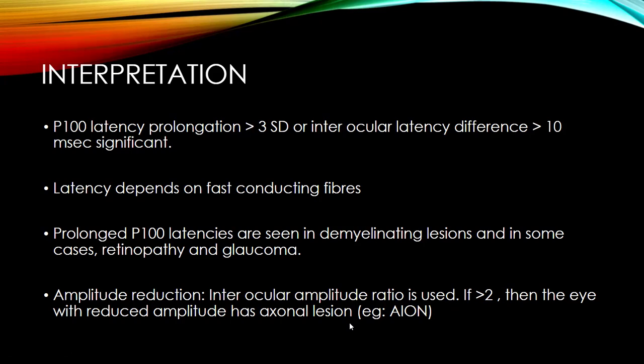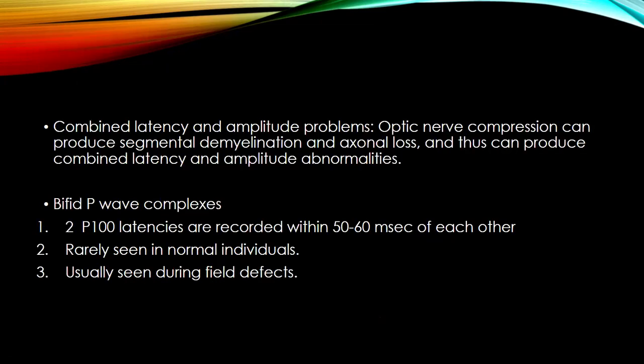So how do we calculate the amplitude reduction? We compare between the two eyes. If the ratio is more than 2, that indicates there is some abnormality in the eye with the reduced amplitudes. Combined latency and amplitude problems can sometimes be seen, mainly in optic nerve compression, which can produce segmental demyelination and axonal loss. In some cases, we also see bifid P100 complexes, in which 2 P100 peaks are obtained within 50 to 100 milliseconds of each other. This is rarely seen in normal individuals, but sometimes it can be seen in field defects.